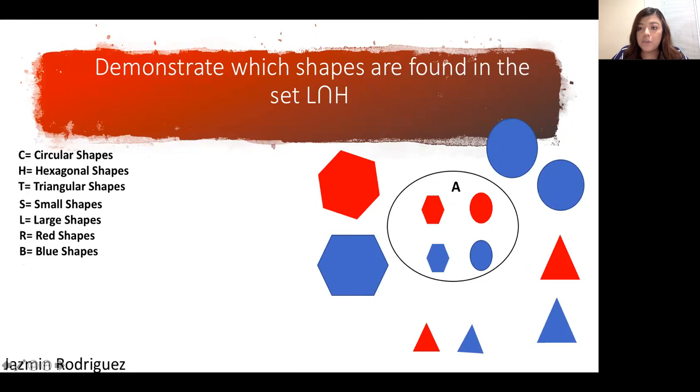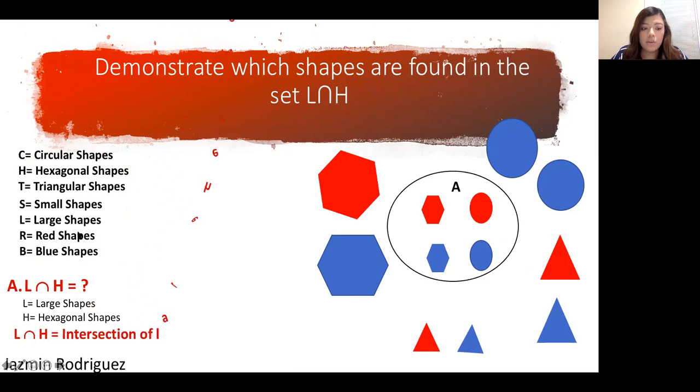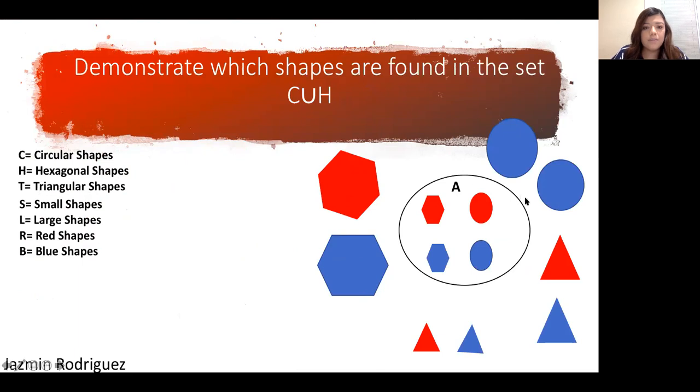Okay, so for the very first problem that we're given, they want us to demonstrate which shapes are found in the set L intersection H. So once again, the L is going to represent our large shapes, and we'll go ahead and look at our key here that tells us. And then H is going to be our hexagonal shapes. So here we have the intersection of large hexagonal shapes. And when we do that, we'll go ahead and look at our Venn diagram here. And these are the elements that are in that one.